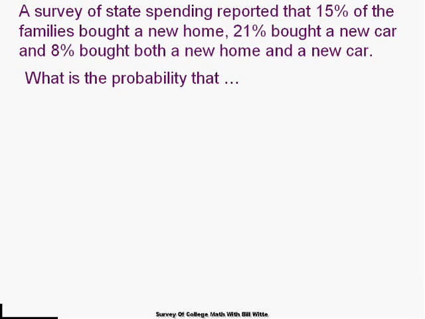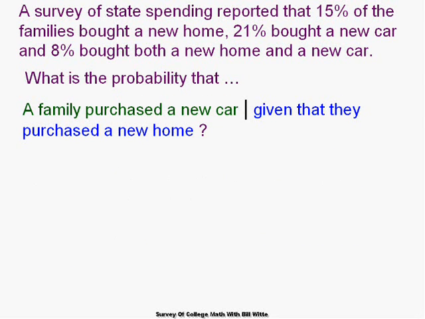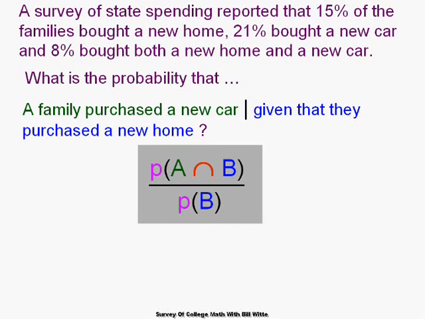Let's figure out the probability that a family purchased a new car, given that they purchased a new home. Okay, remember, this is conditional probability. We'll go through it. It's going to be the probability of both things happening at the same time over the probability of B. Okay, let's see. The probability of A intersected with B, in other words, that they bought a new car and a new home, they gave it to us. How many bought both a new car and a new home? 8%. 8% bought both a new home and a new car.